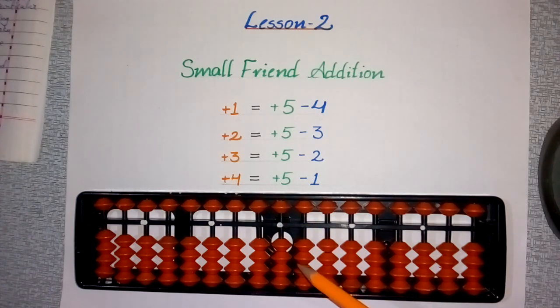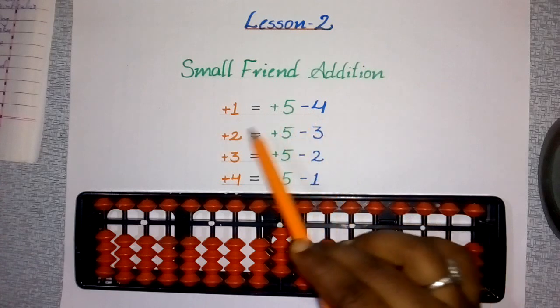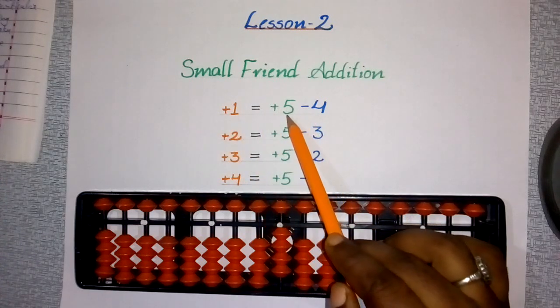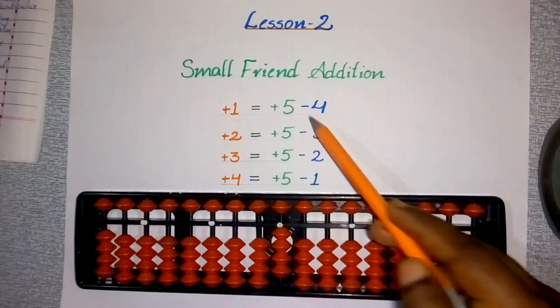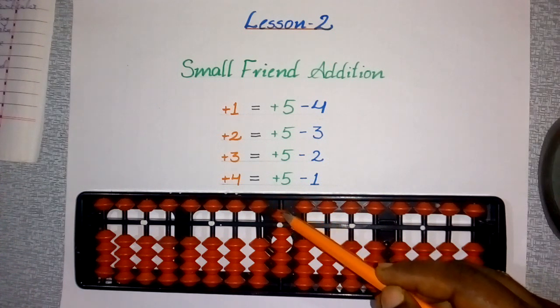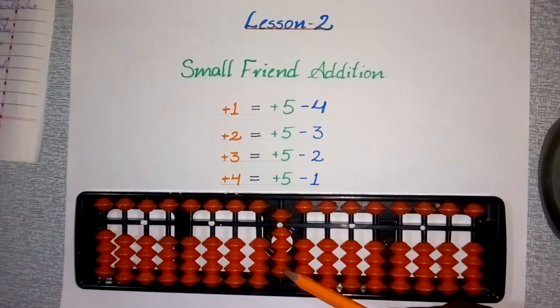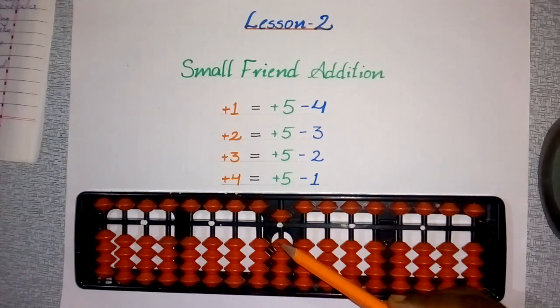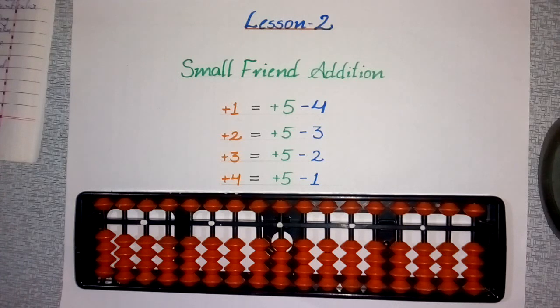Take plus 4. 1, 2, 3 and 4. Suppose I want to add plus 1, but here no beads are available. Now we have to use the small friend. That means plus 1 is equal to plus 5 minus 4. That means take plus 5 and subtract minus 4. 1, 2, 3, 4. Then what is the answer? 5. Okay.